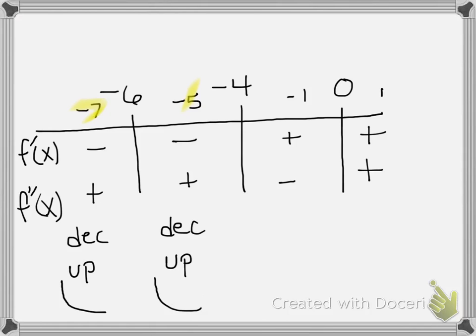And for the -1, since f prime is positive, we are increasing, and since f double prime is negative, we're concave down. So we're going like that. And then positive, positive, increasing and concave up. Should look like that. So that's it for number 1, and we'll go on to number 2.